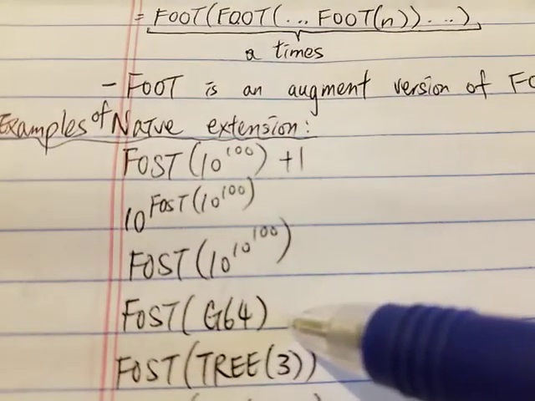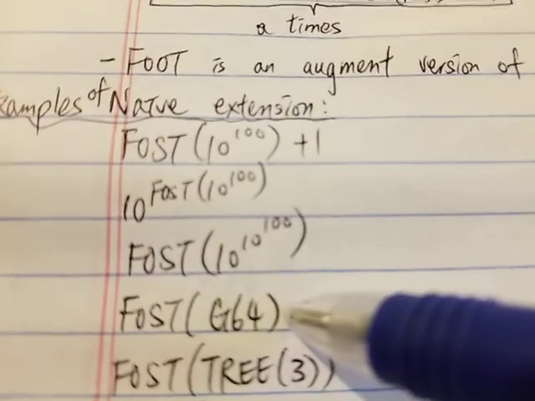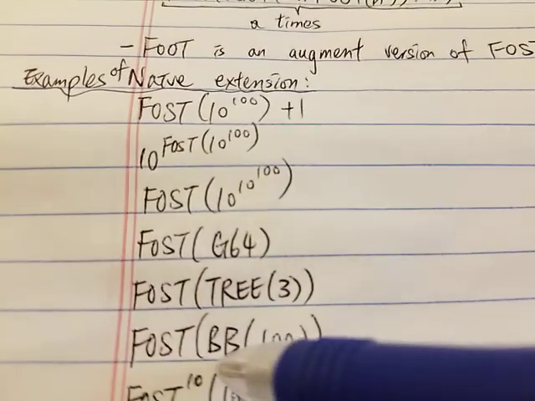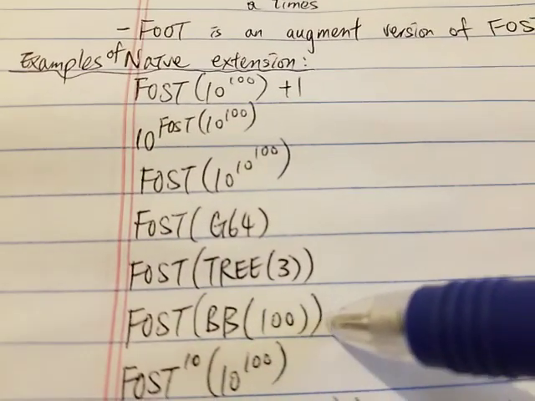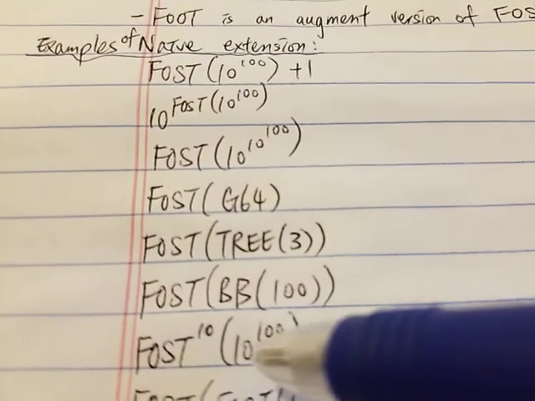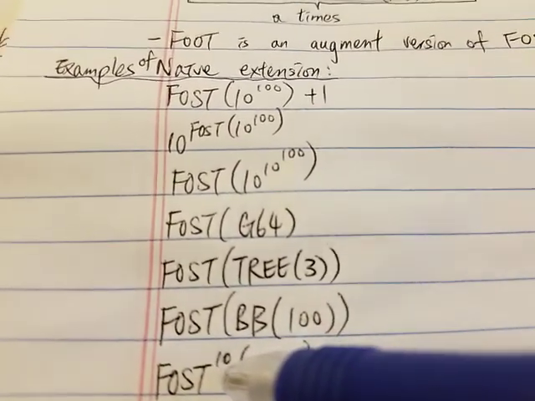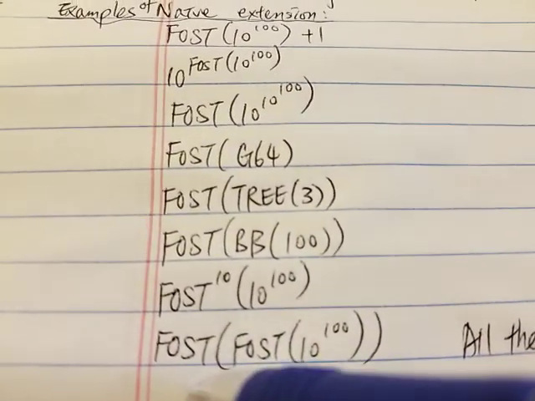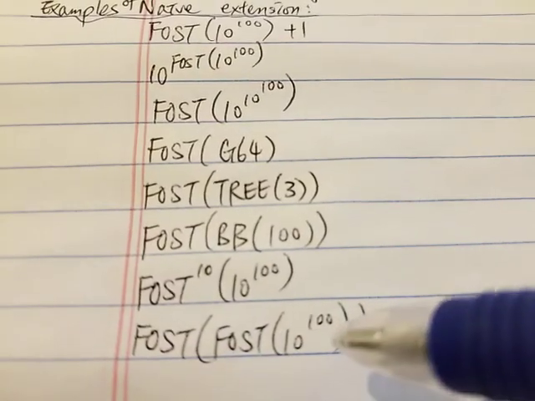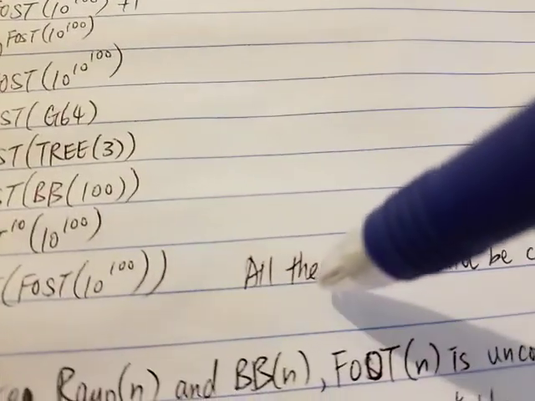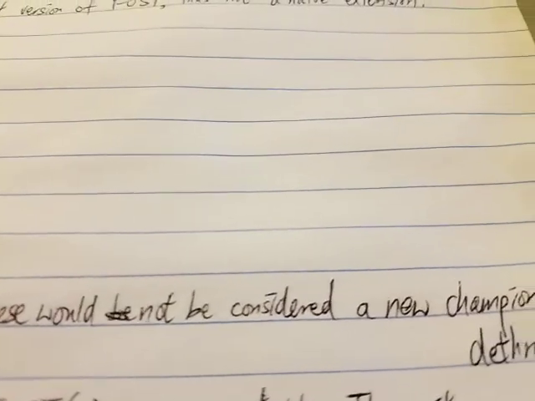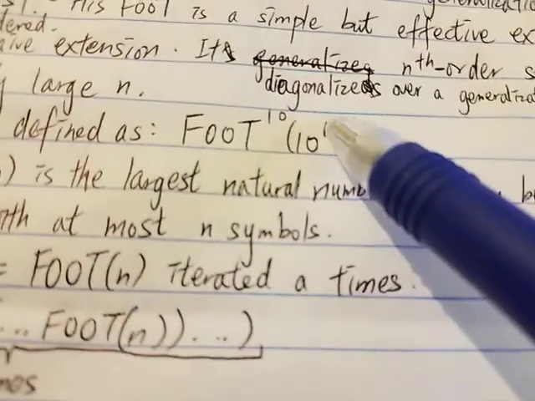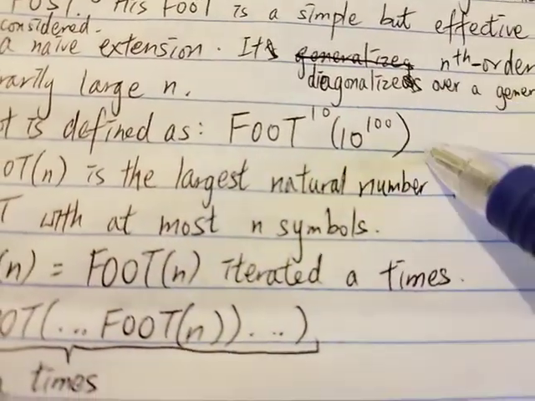And this one, same thing, Rayo's number to G64. This one, Rayo's number of 3, Rayo's number to the busy beaver of 100. Rayo's number, instead of just 1, you iterated Rayo's function 10 times. And the last example is like Rayo to the googol. So all of these would not be considered a new champion to dethrone Rayo's number. But this is, because this is not considered a naive extension.